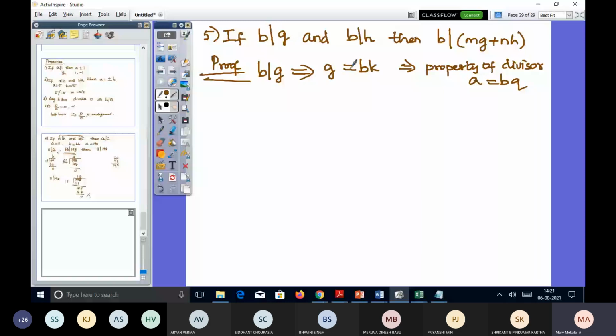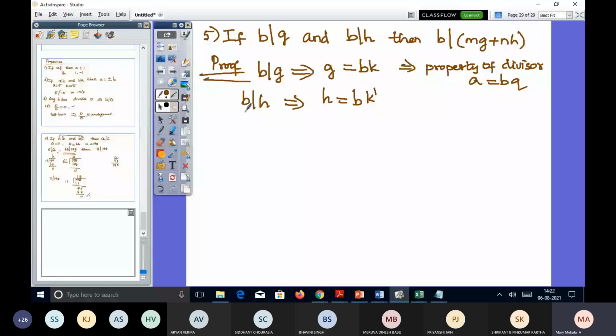Now the same way I can write for the next one, that is B divides H. So I can write this as H is equal to B, and instead of K, I'm going to write one more term, K dash. That is the quotient I'm writing, some different quotient. I have written for B divides G and B divides H. Now I'm going to substitute this G and H in this particular term and check whether it is right or wrong. According to this property, it should be right.